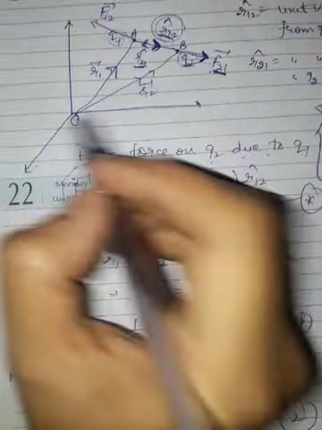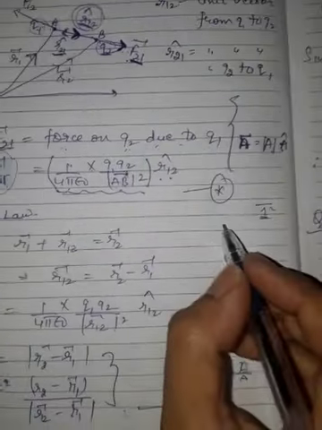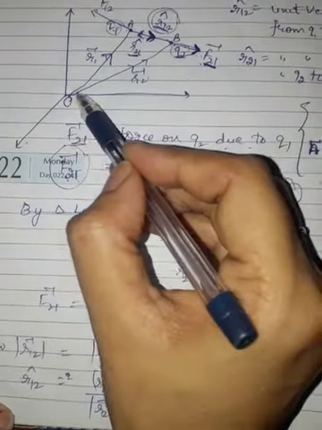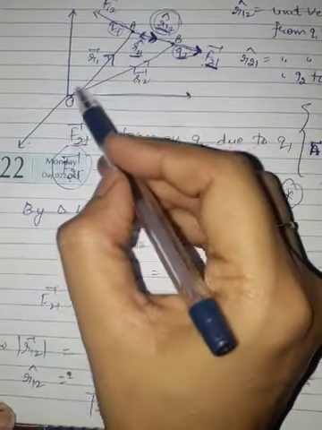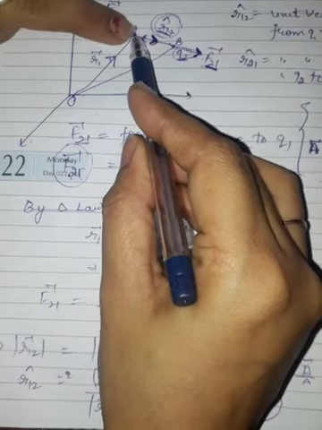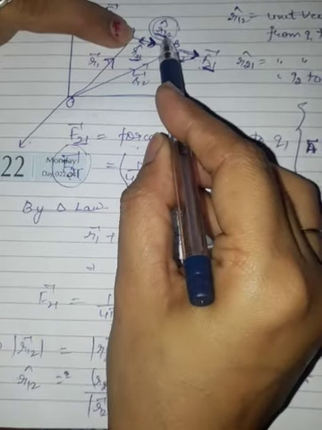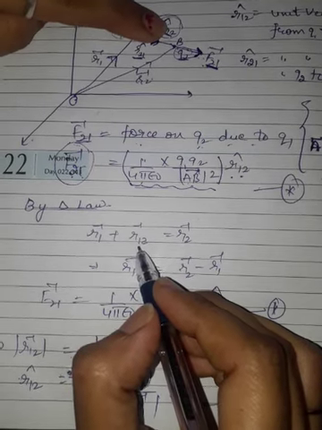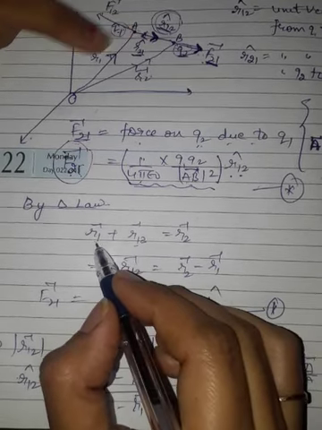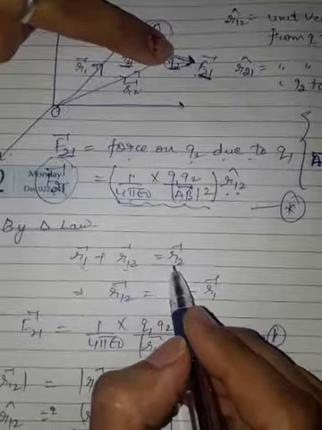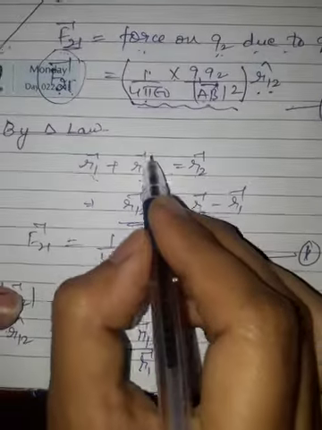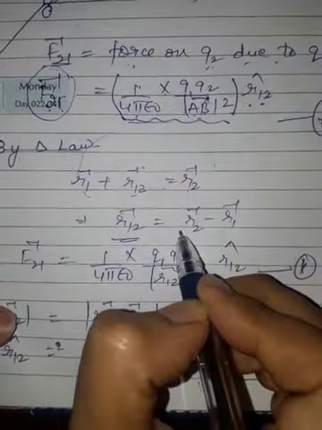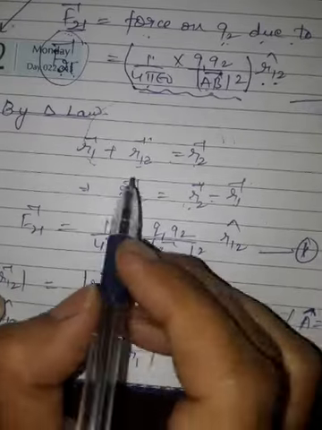Now see the triangle OAB. We know the triangle law, yes. What does it say? This vector plus this vector is equal to this vector. That means R1 vector plus this vector, which vector is it? R12 vector. Now you are going to take the vector. This is the unit vector and this is the vector. R1 vector plus R12 vector is equal to R2 vector. Now what is R12 vector from here? Take R1 to this side: R2 vector minus R1 vector.